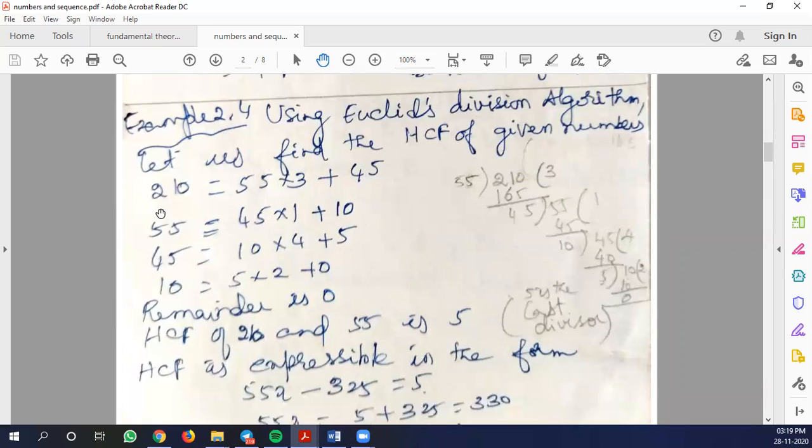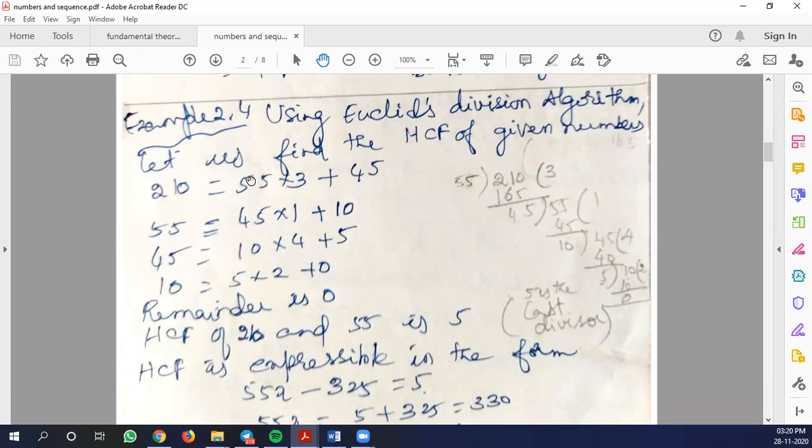Now, here first you are going to find out the HCF of 210 and 55. So you divide 210 by 55. How many 55s are there in 210? 3. So 3 into 55 is what? 165, plus what's the remainder? That is 45. Okay.